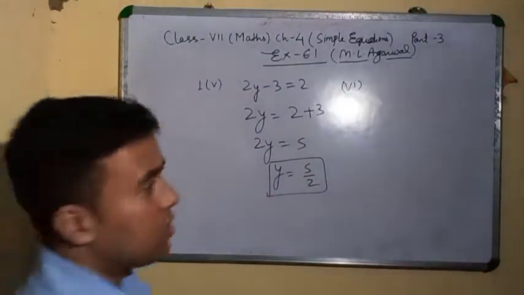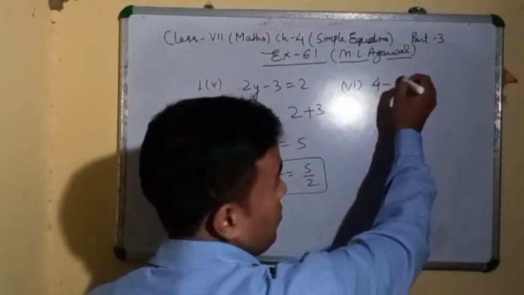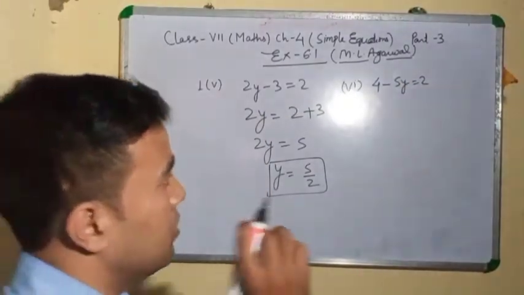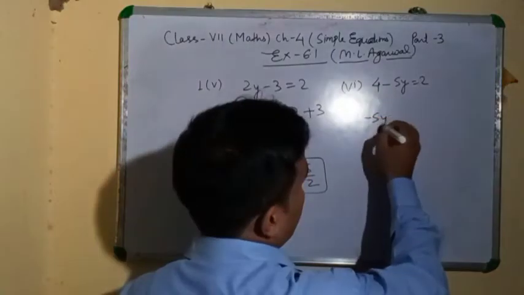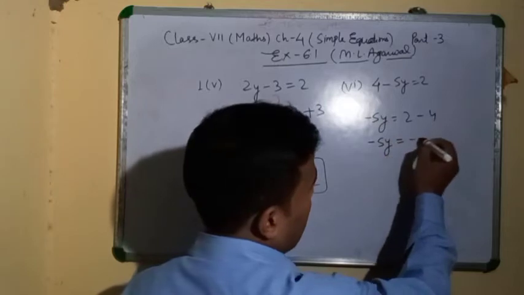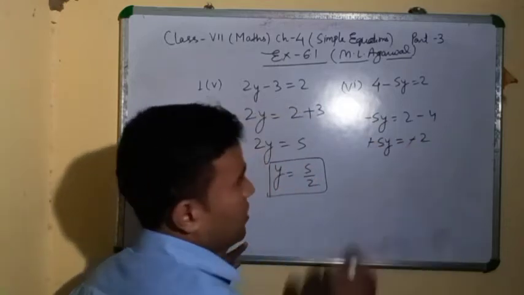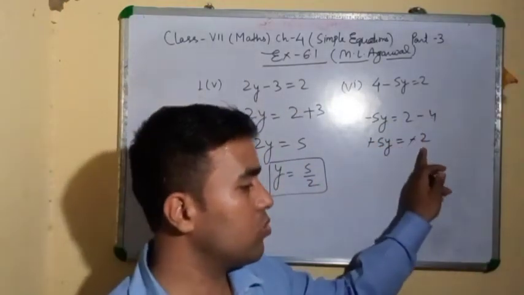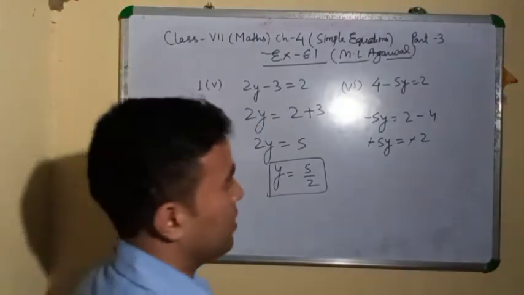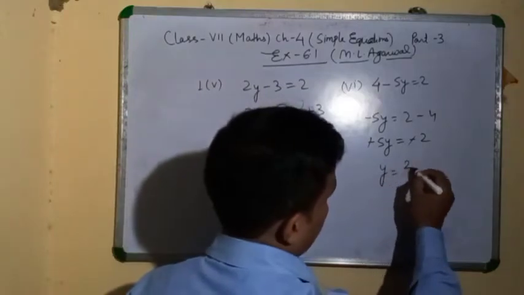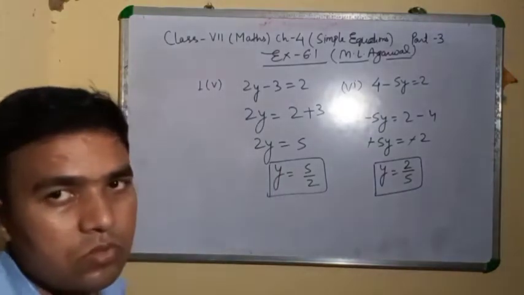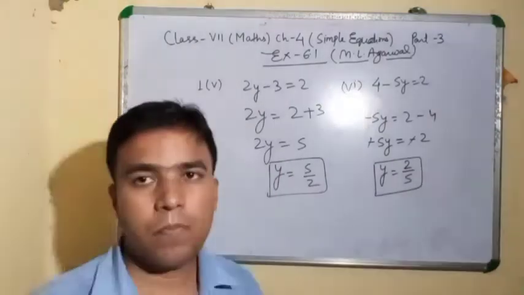And in the sixth part, 4 minus 5y equal to 2. Minus 5y here you will write, then 2 equal to minus 4. Minus 5y equal to minus 2. Minus minus cancel. 4 minus 2 equal to 2. 4 is greater than 2, and the sign in front is minus, so you will take the minus sign. Y equal to 2 by 5. It is the answer. Note down.